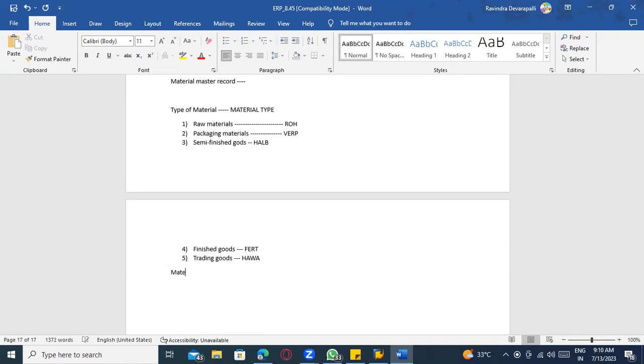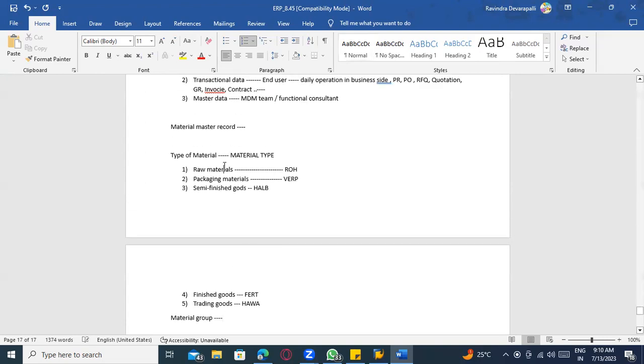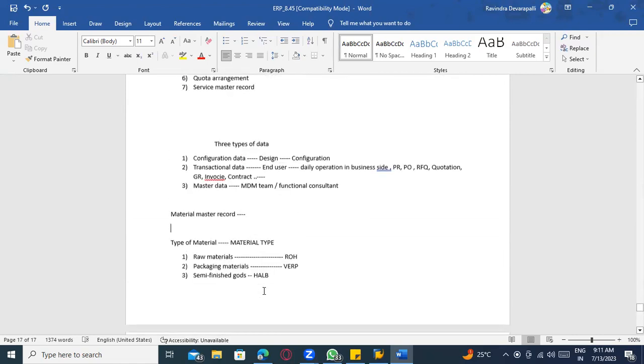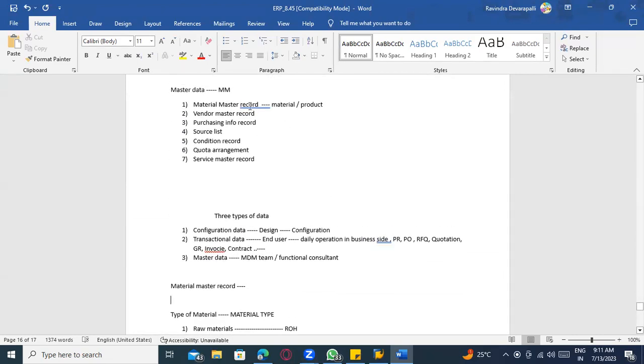Now material type is different, and material group is different again. A material group is a group of the same kind of materials. Like if there is oil, sunflower oil, palm oil, virgin oils, these are different oils. So what kind of group is it? It is the oil group, that's all. But here we are telling what type of material it is. So material group is different and material type is different. Clear? Okay.